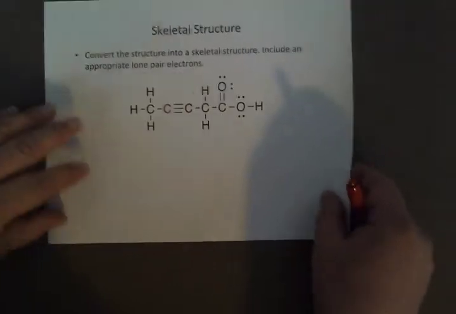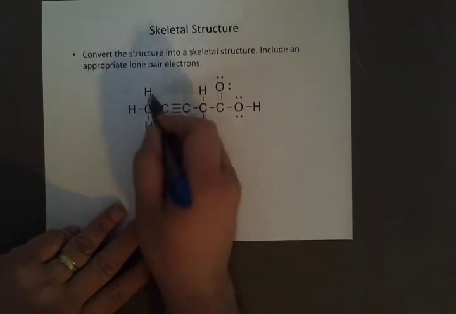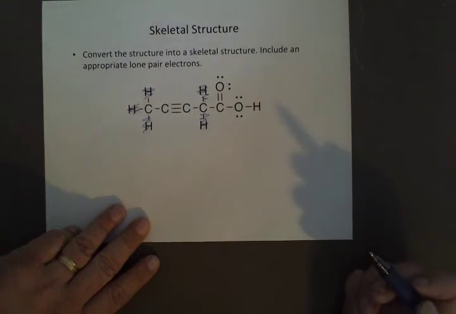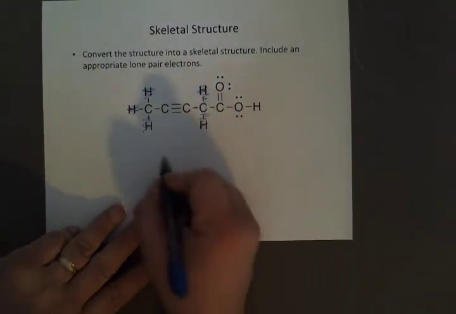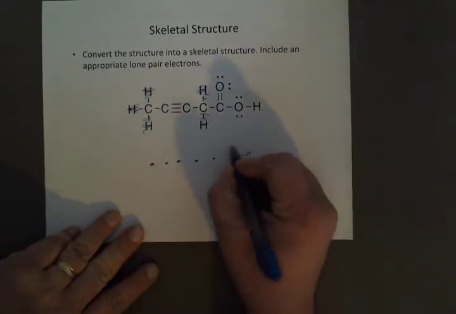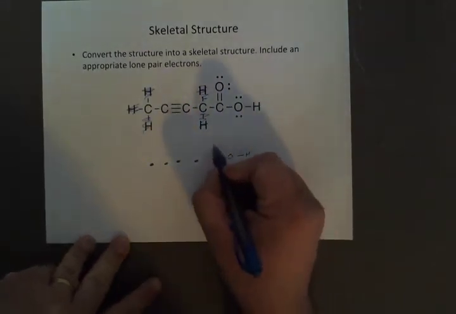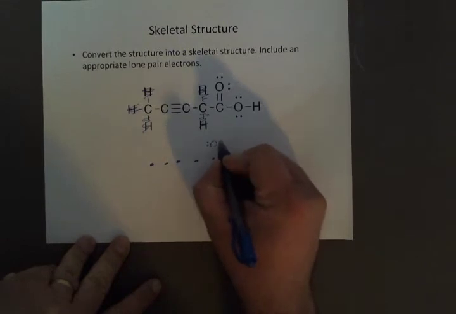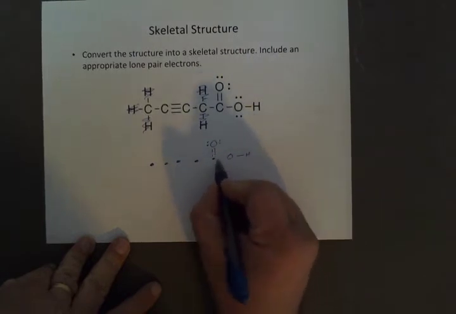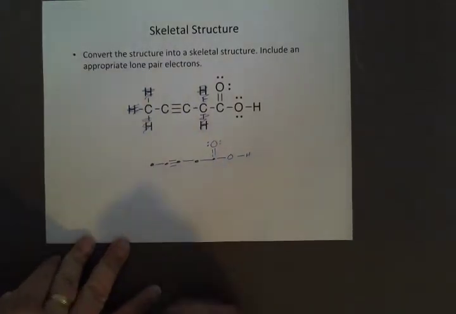Okay, so for skeletal structures, the first thing you do is go ahead and get rid of any carbon-hydrogen bonds. And then where these carbons are, just go ahead and put dots. And then O, H. 1, 2, 3, 4, 5. 1, 2, 5. And then there's this one here, and don't forget to include the lone pairs. So here we go. And then just fill in the bonds. There you go. That's technically correct.